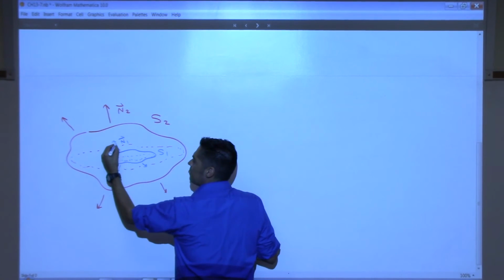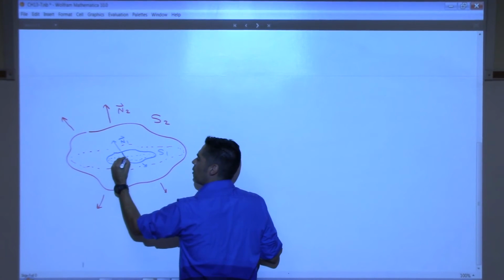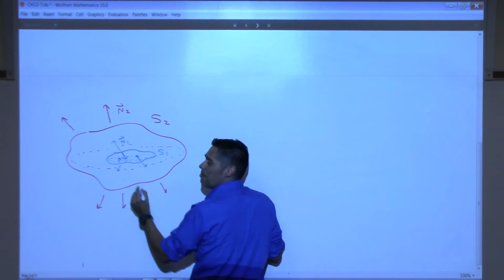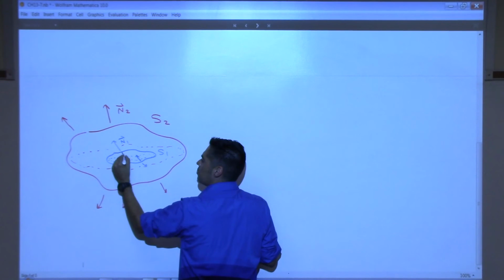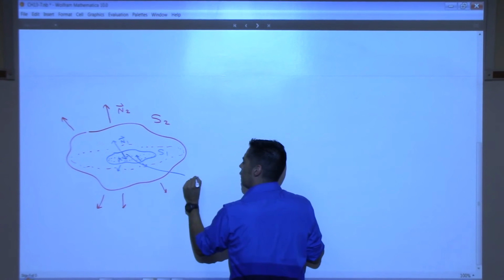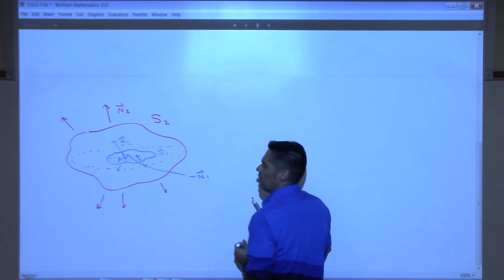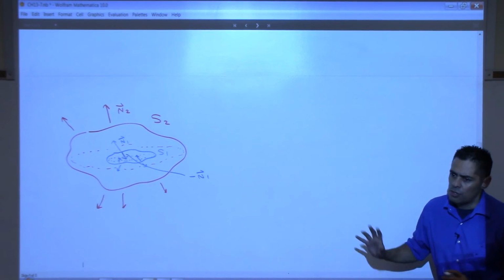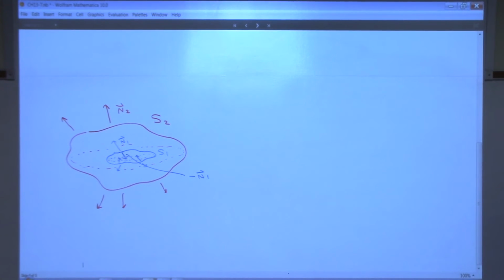So if I take this vector and point it inward, that would be the opposite orientation, wouldn't it? And that vector that points in would be negative n1, wouldn't it? Okay. Understand the picture of what's happening here?